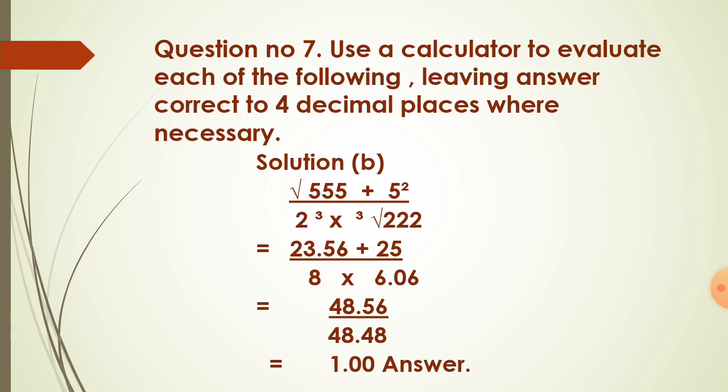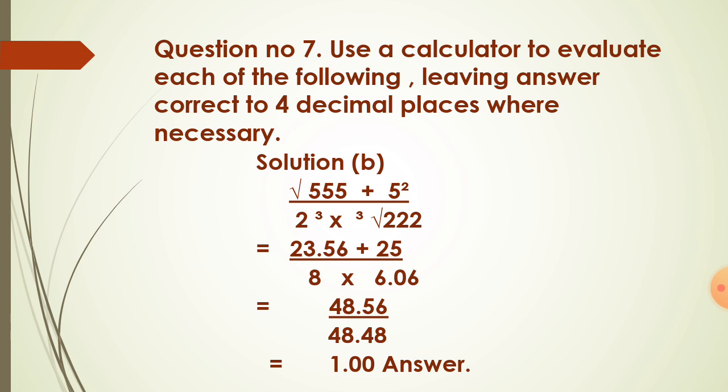First we are going to take a calculator. Take the calculator in front of yourself and press the square root button. There is a sign of square root. Press that button and type 555. The answer will come 23.56. Plus 5 squared is 25. It is simple. We write 25, and 2 multiplied 3 times will become 8.